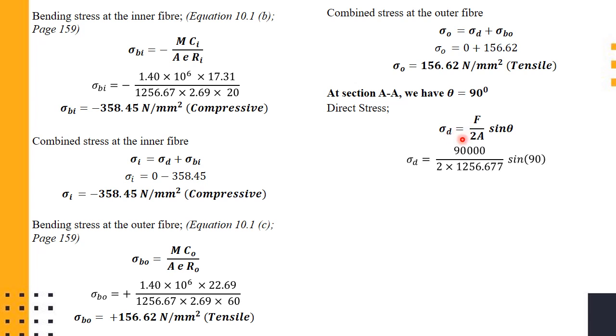Since that is the condition, there will definitely be some amount of direct stress generated, and theta is equal to 90°. So the direct stress generated at section AA will be around 35.81 Newton per mm square. After that, the next step is to calculate the bending stress at section AA.